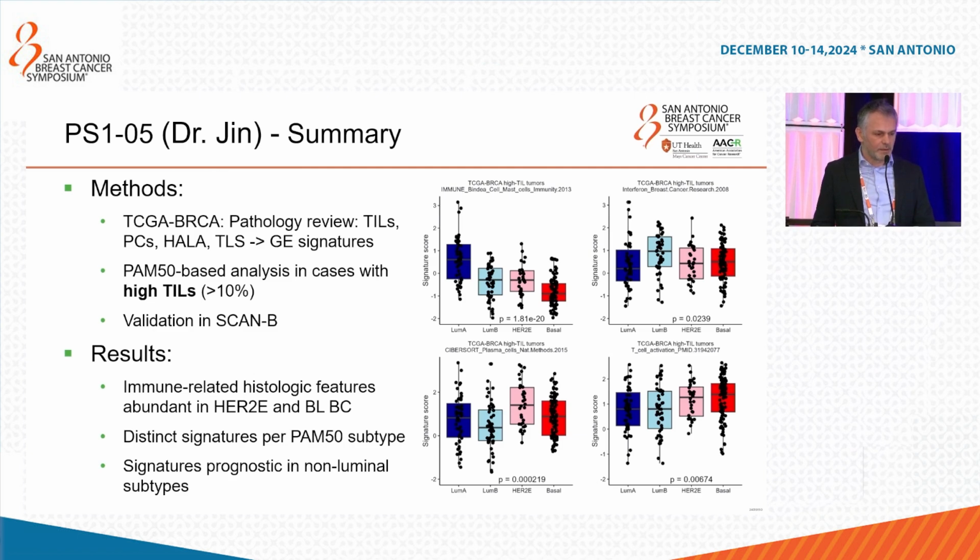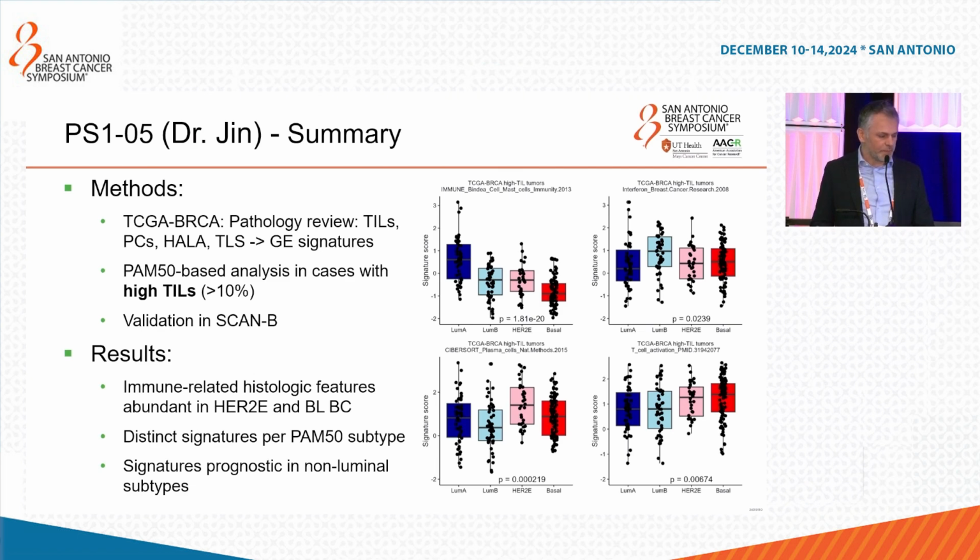analyzed their score, their expression in different PAM50-based subtypes in the TCGA, focusing only on tumors with more than 10% of stromal TILs. And then they validated the results and showed the prognostic significance of these signatures in the SCAN-B cohort.